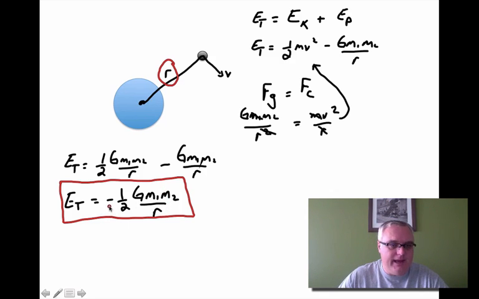Note that it's still negative, right? And again, it's negative because the satellite is still trapped in the Earth's gravitational well. Okay, so it still has a negative amount of energy, right? The potential energy, which is negative, is still larger in magnitude than the kinetic energy, which is positive. So you end up with a negative amount of energy.